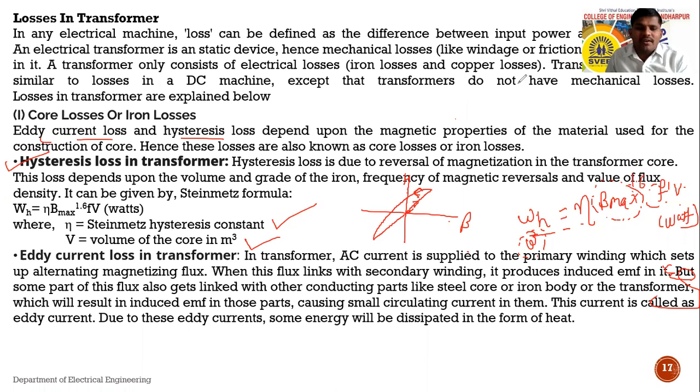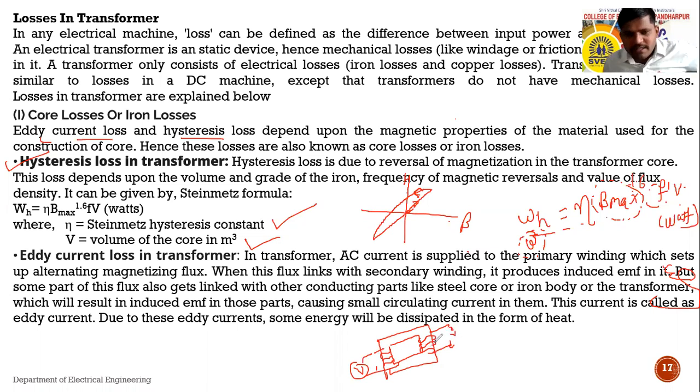Now see, in the case of a transformer, when AC current is supplied to the primary winding, it sets up a magnetic flux. I will draw a diagram for this. Suppose this is the transformer, and here is the primary winding of the transformer. This one is the secondary winding. Supply voltage is given to the primary winding. On the secondary winding, a voltmeter is connected to measure the voltage.